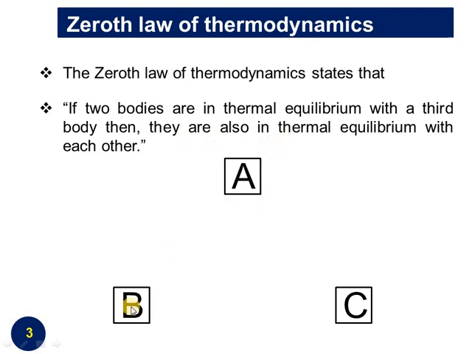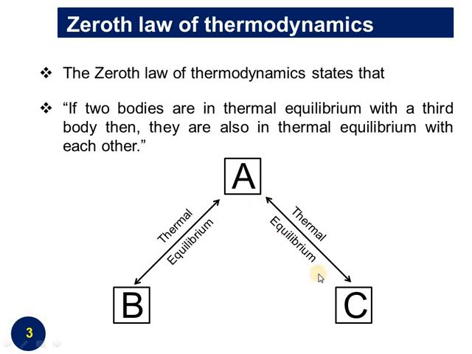Since bodies B and A are in thermal equilibrium, we can say there is no heat transfer between body B and body A. Similarly, body C is also in thermal equilibrium with body A, so there will also be no heat transfer between bodies A and C. So according to the Zeroth Law of Thermodynamics, when two bodies are in thermal equilibrium with a third body, those two bodies are also in thermal equilibrium. It means there is no heat transfer between bodies B and C.